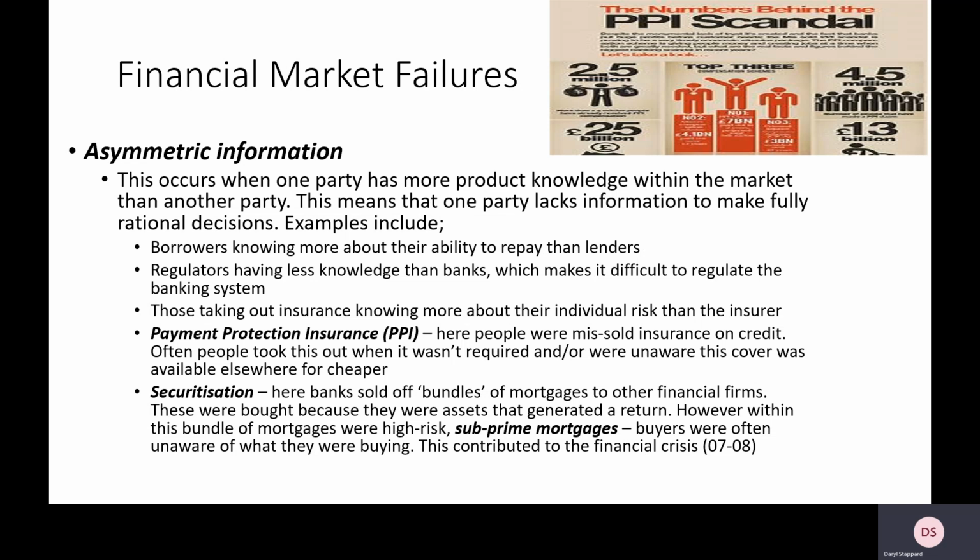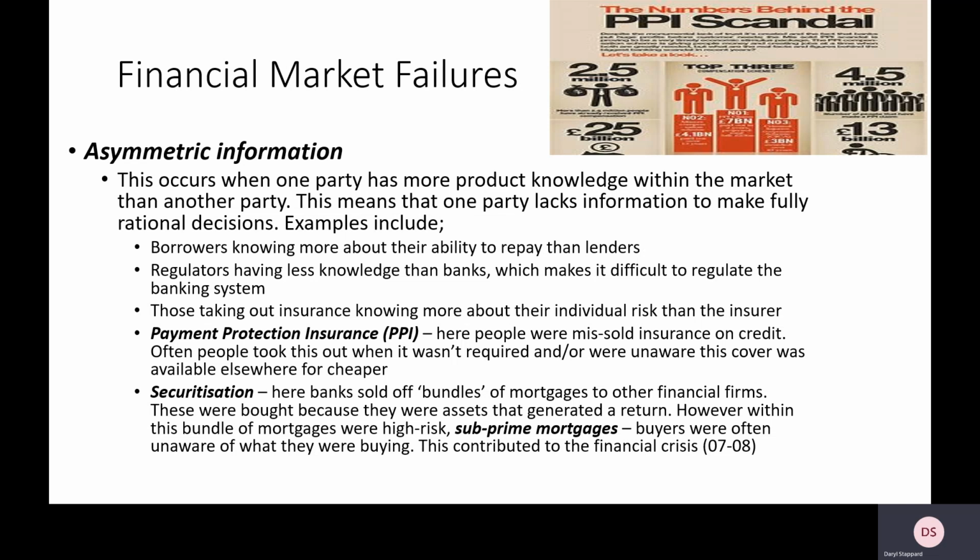Now, you've got here some examples of asymmetric information in financial markets. Look at the first one: borrowers know more about their ability to repay than lenders. It seems to be quite difficult for lenders, such as banks, to work out whether the people borrowing from them will have the ability to repay their loans. Someone, for example, might know their income isn't particularly secure for the next 6 or 12 months, and that might make repayments quite difficult to keep up with.